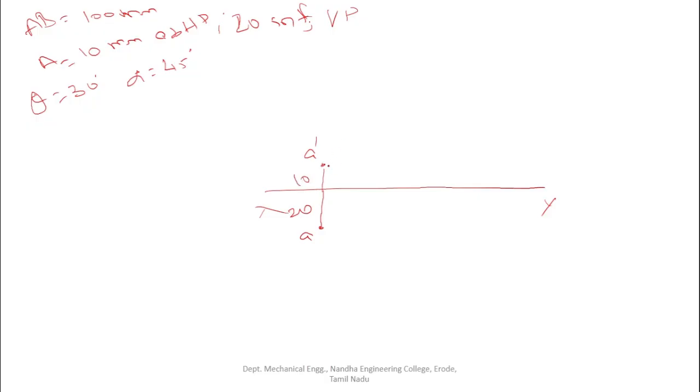So first initially we assume that the line is parallel to the VP. If the line is parallel to the VP, the front view gives the true information. So what is the front view? The line is 100 mm long. It makes 30 degree with respect to HP. So from here draw a line which is inclined at 30 degree for the length of 100 mm.